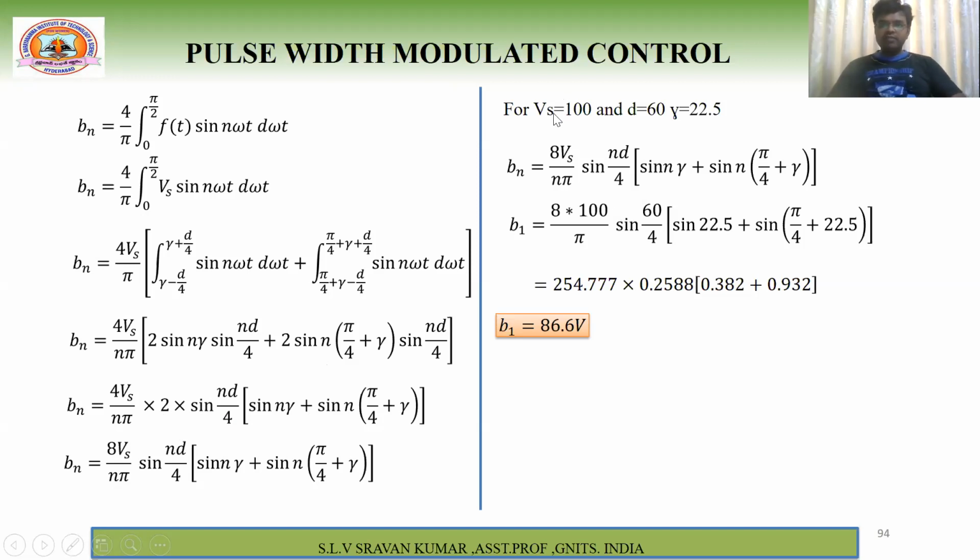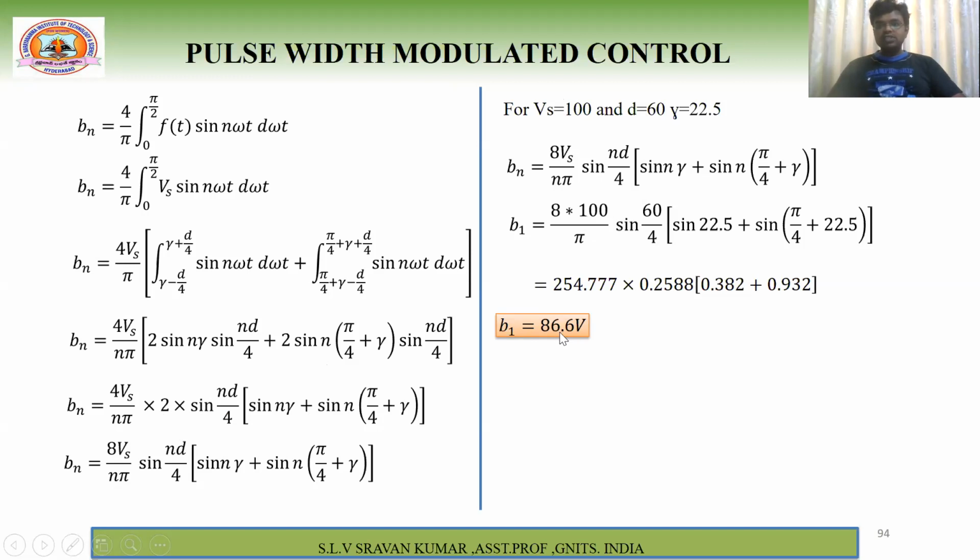If you want, please refer to my previous video. Now I am taking the same values: Vs is equal to 100, d is equal to 60, and gamma is equal to 22.5. Substitute the values here, and I am going for only this one. And finally, what you are getting? V1 is equal to 86.6.